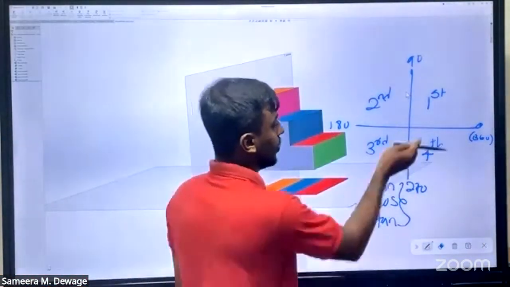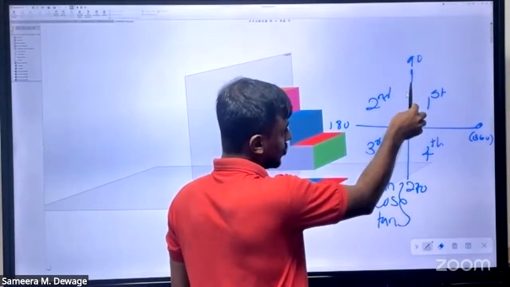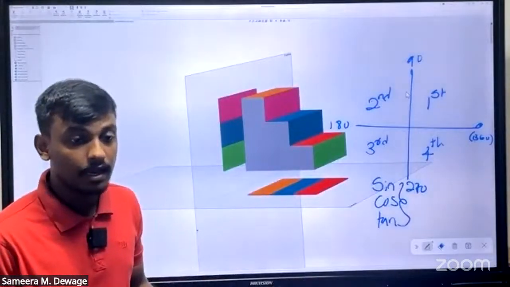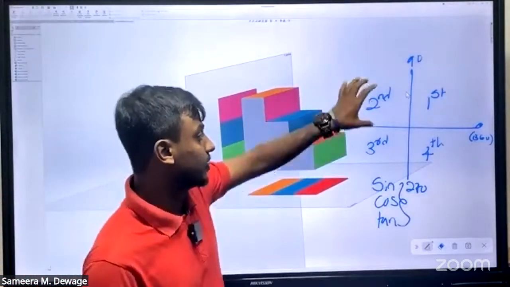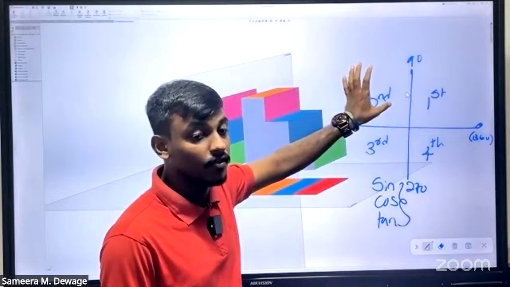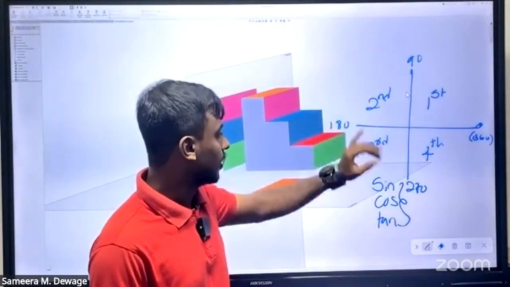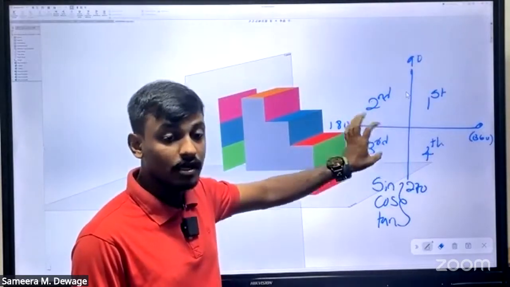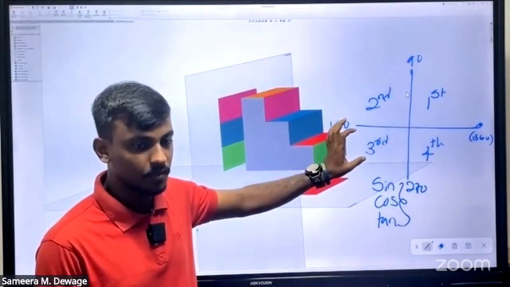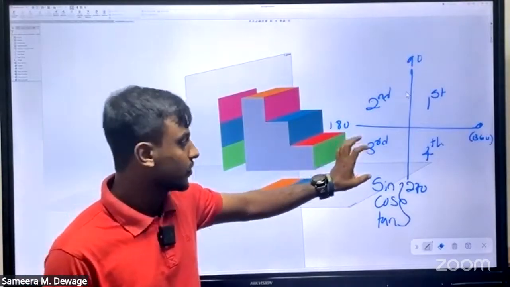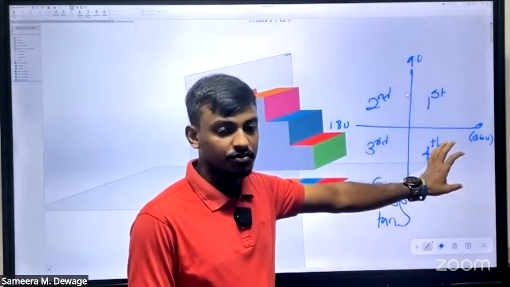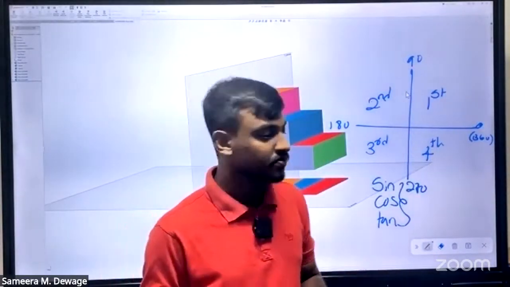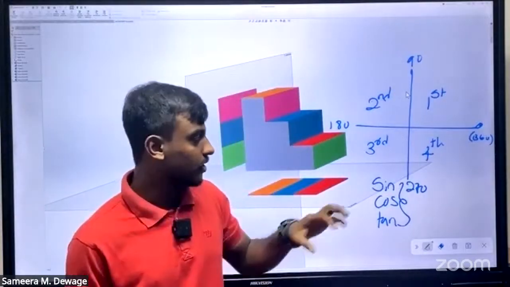So in this quadrant, all sine, cos, tan values will be positive, but under the second quadrant, only sine values will be positive, and in the third quadrant only tan values are positive, but other values are negative. Here only cos values are positive and tan values, sine values are negative. So that's this.